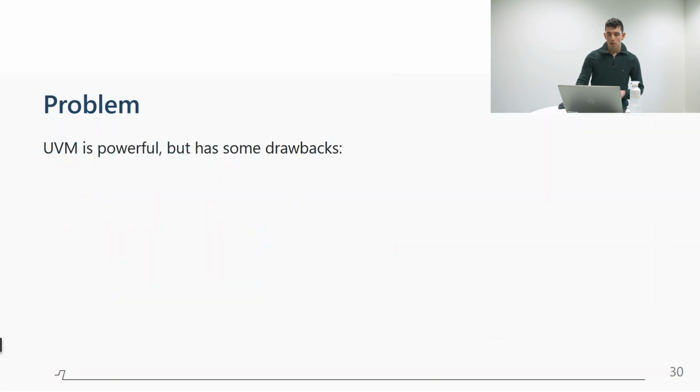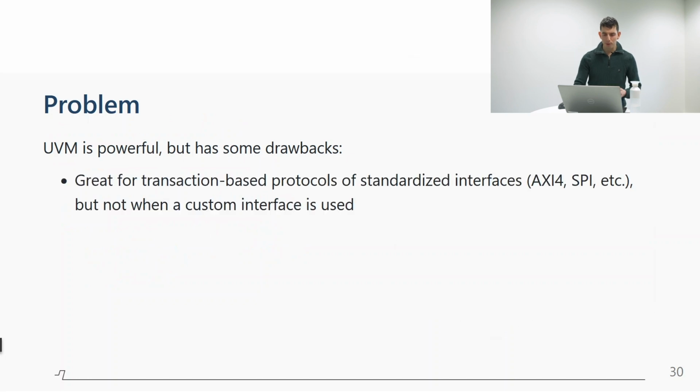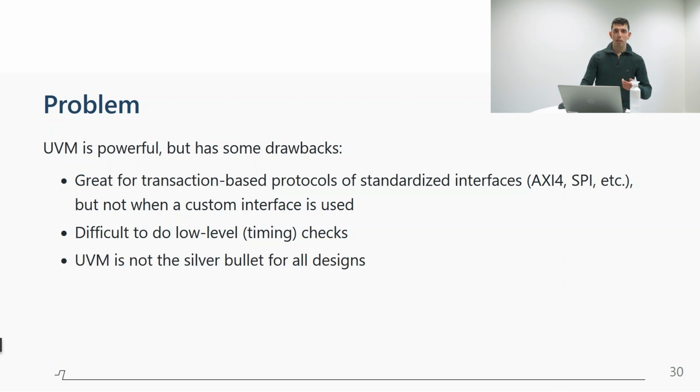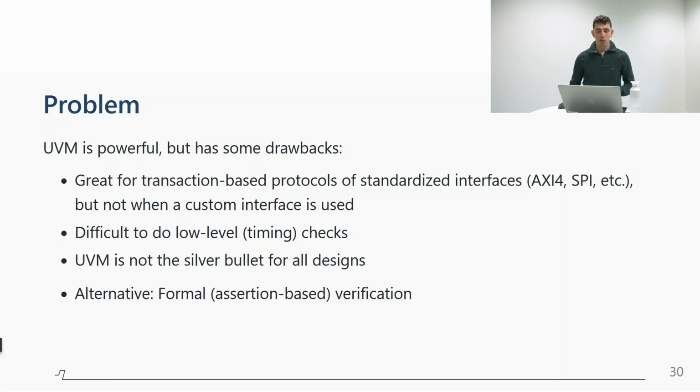UVM is powerful in its own way, for example, when you have transaction-based protocols and standardized interfaces. But when you have a custom interface, UVM is not that powerful. This can happen when you have a very custom state machine or some arbiters. It's also difficult to do very low-level checks, for example, some timing checks, where you want to access specific pins of your design. It's more difficult to do that in UVM. So we experienced that UVM is not the silver bullet for all your test benches. Therefore, for some designs, assertion-based verification and/or formal is a very good alternative.